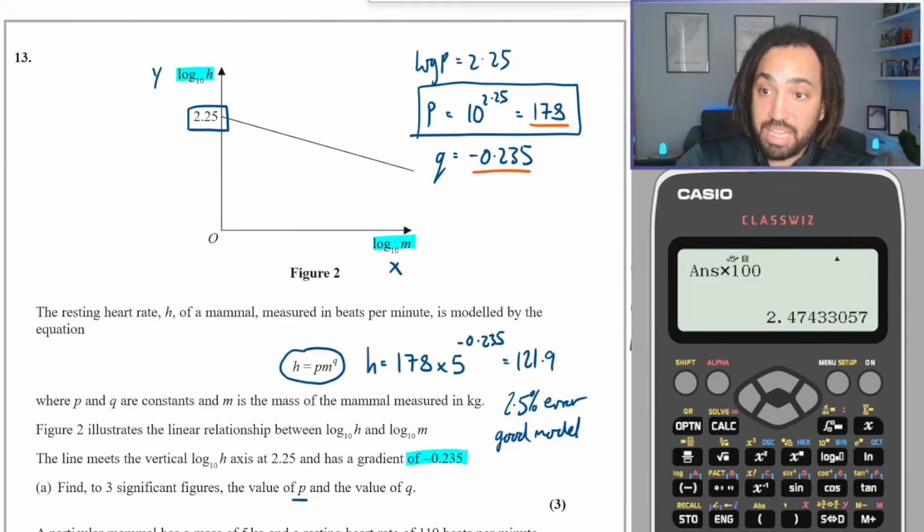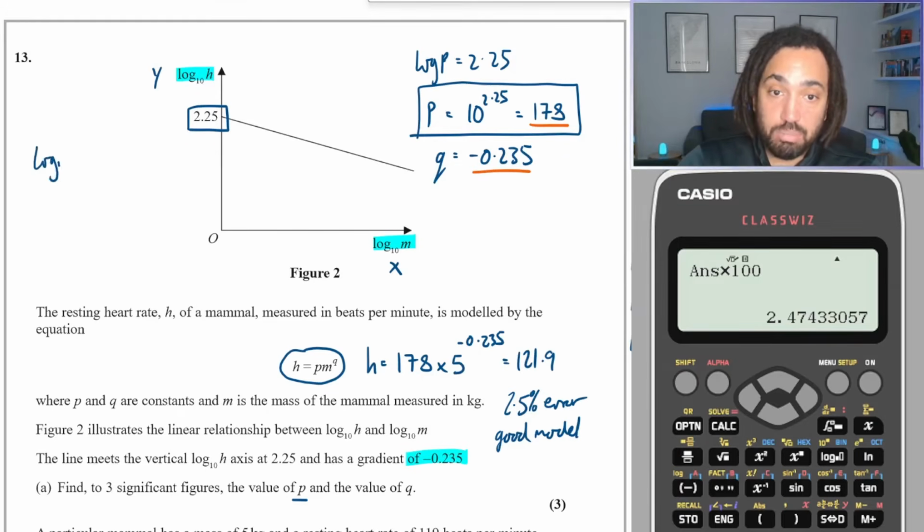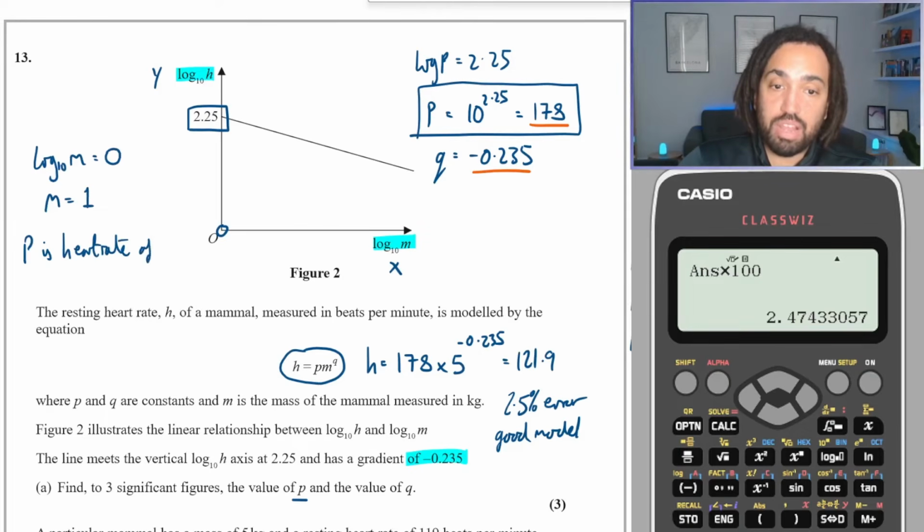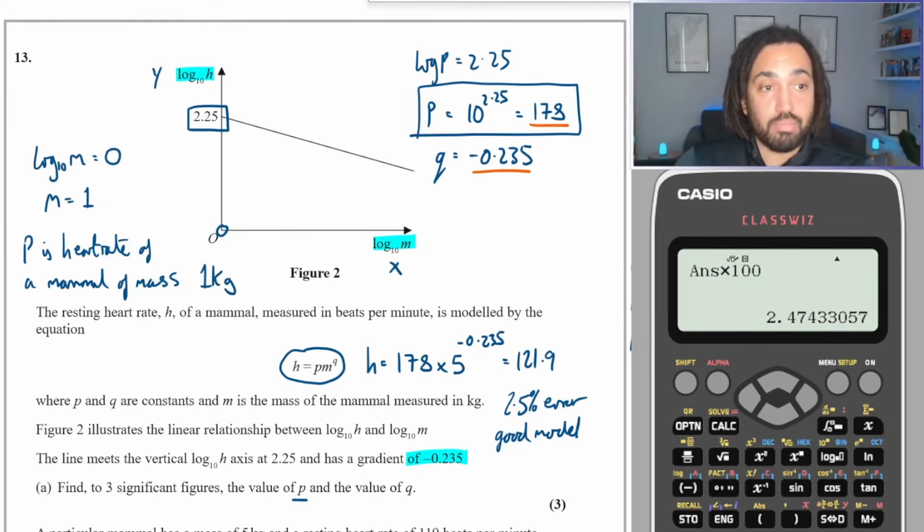So p is found when log base 10 of m is equal to 0. This point here. And this happens when the mass is equal to 1. So p is the heart rate of a mammal of mass 1 kilogram. And we're done.